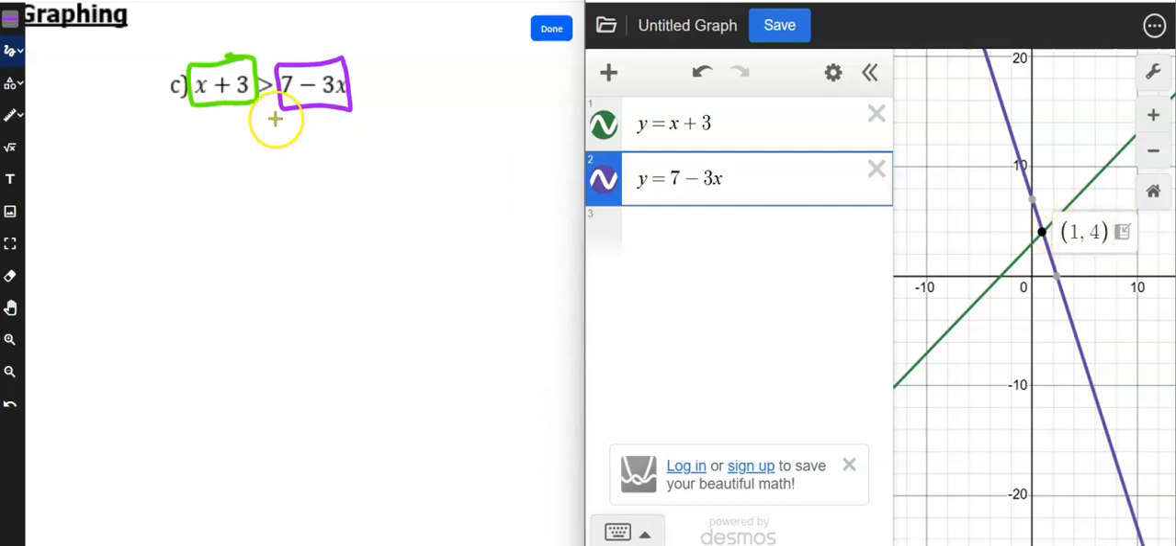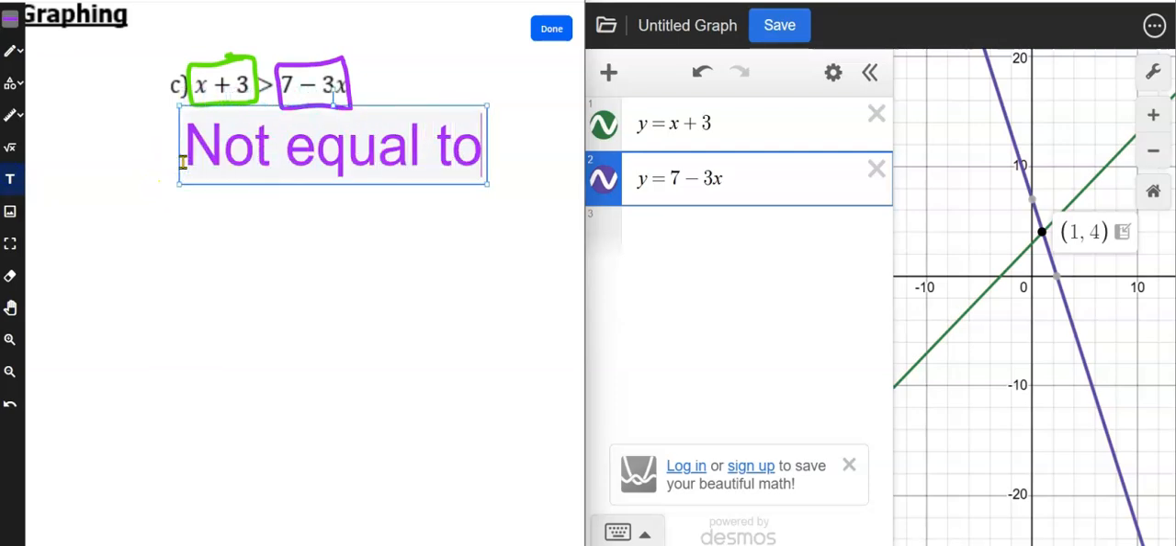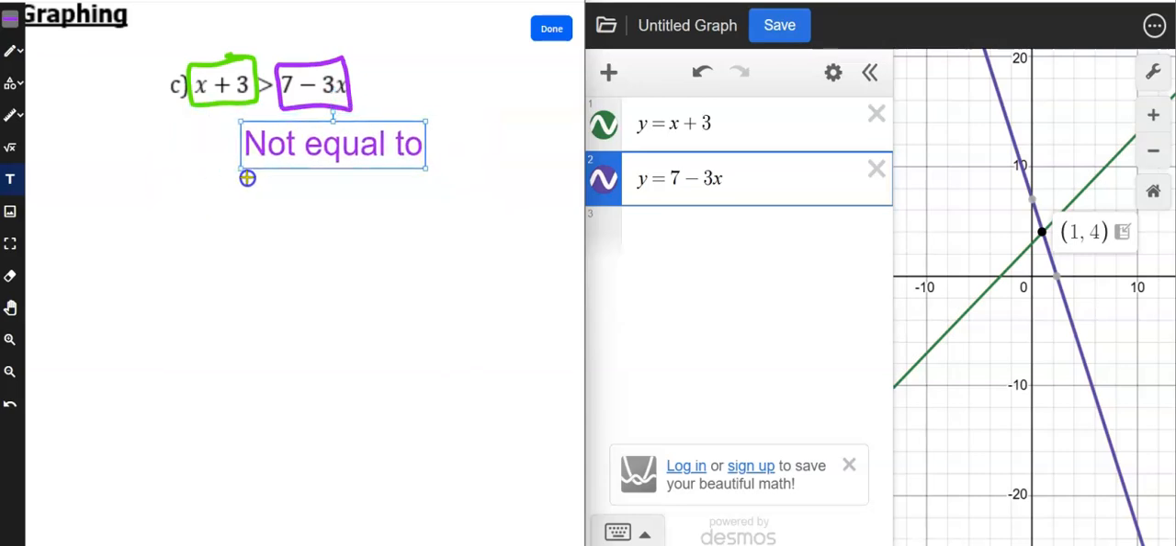Now, does it say equal to or not equal to? It is definitely not equal to. All right, so keep that in mind. So that means we're going to be using parentheses, right? Not equal to means we're only going to be using parentheses, not brackets. Okay? All right. Hopefully that makes some sense from what we just talked about a little bit ago.